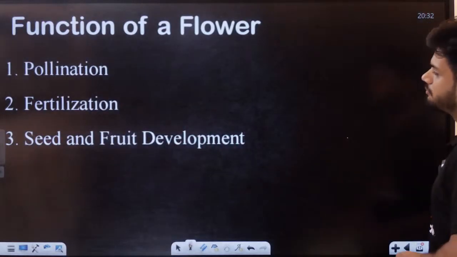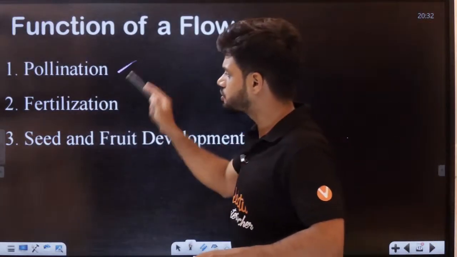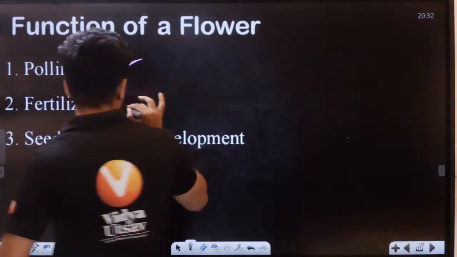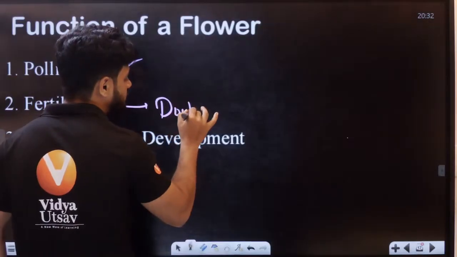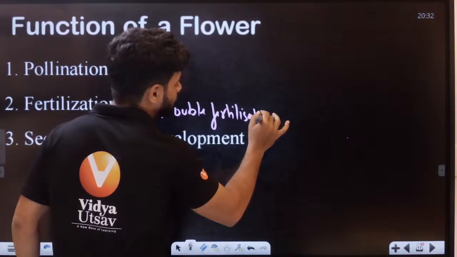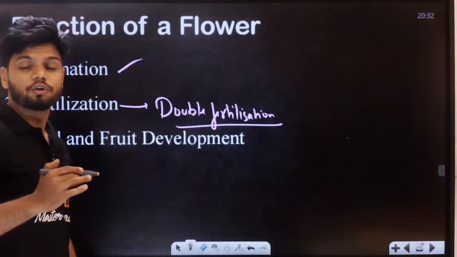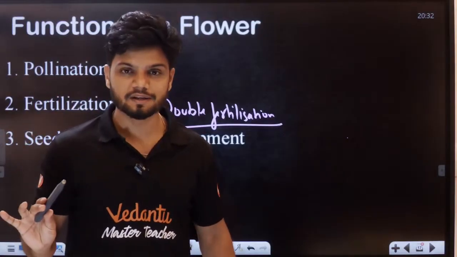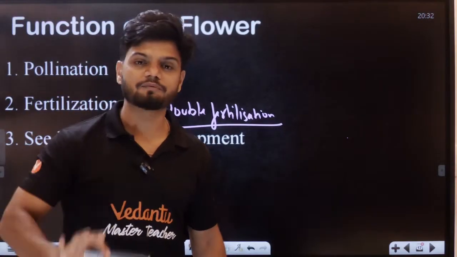Now, functions of a flower. Obviously, it can help in pollination. Then we have fertilization. Here you will be learning something called double fertilization. Very important concept. You will also be learning microsporogenesis and megasporogenesis. Very, very important concepts. Don't worry, Gopika ma'am and I will teach you that very well.